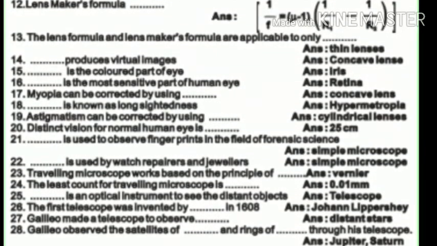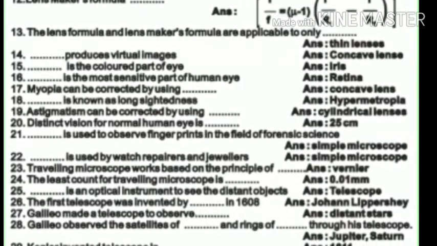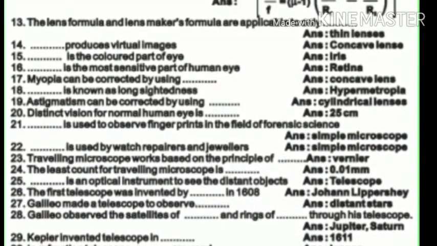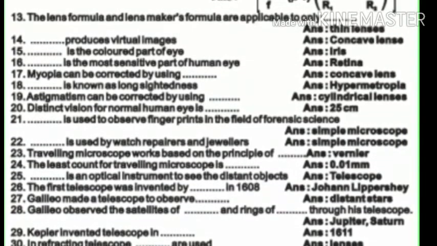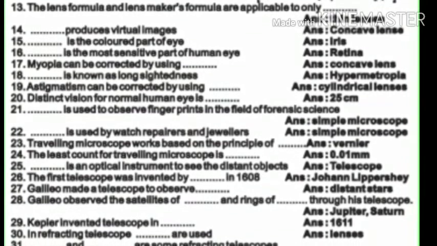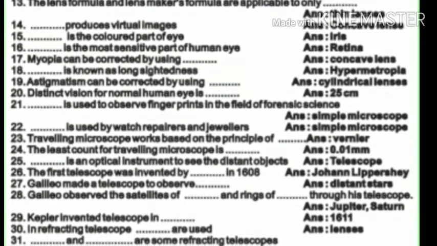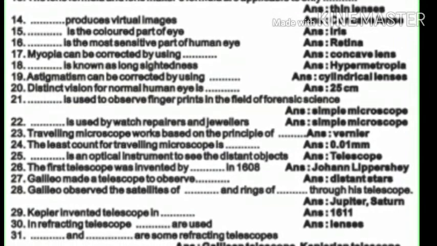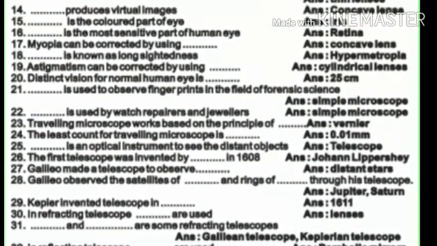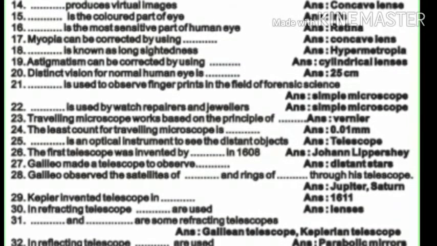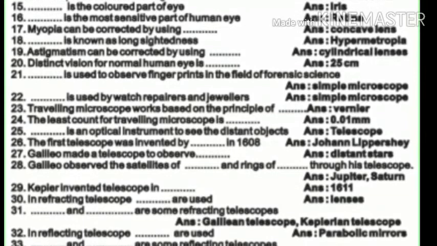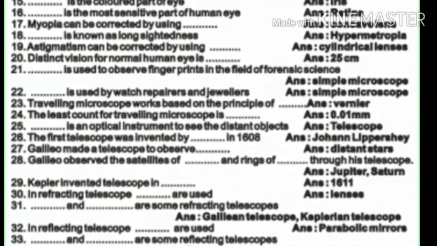Astigmatism can be corrected by using dash. Cylindrical lenses. Distinct vision for normal human eye is dash 25 cm. Dash is used to observe fingerprints in the field of forensic science. Simple microscope. Dash is used by watch repairers and jewelers. Simple microscope. Traveling microscope works based on the principle of dash. Vernier. The least count for traveling microscope is dash.